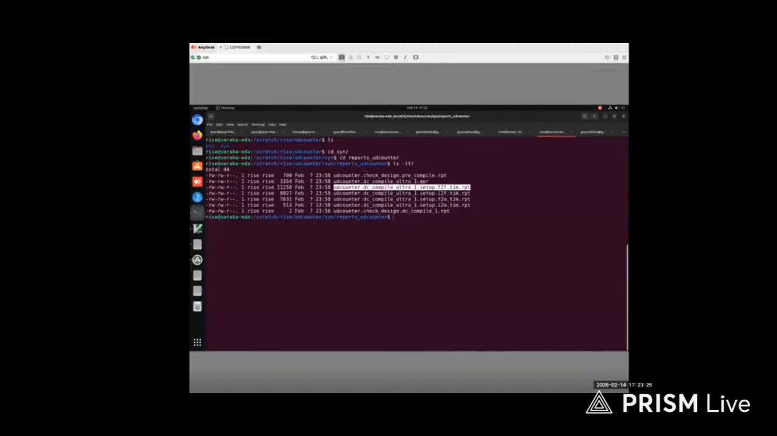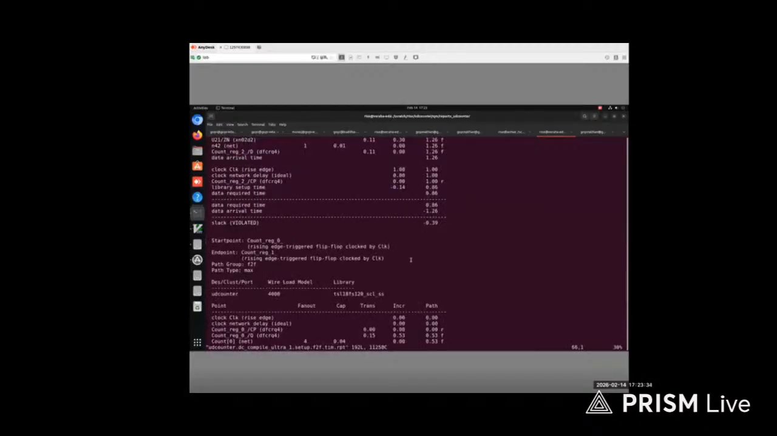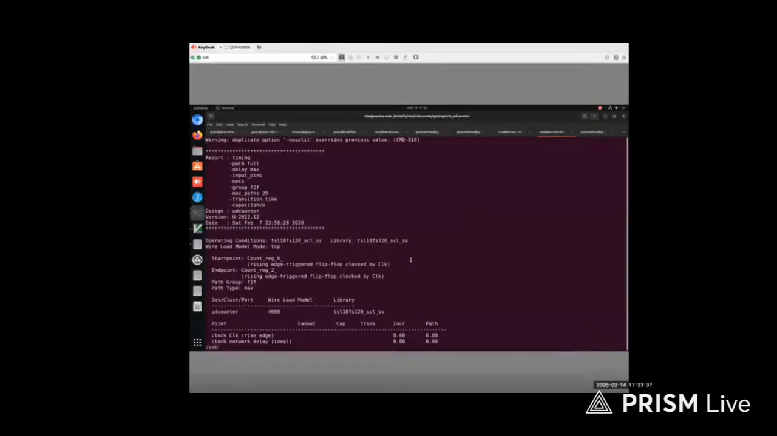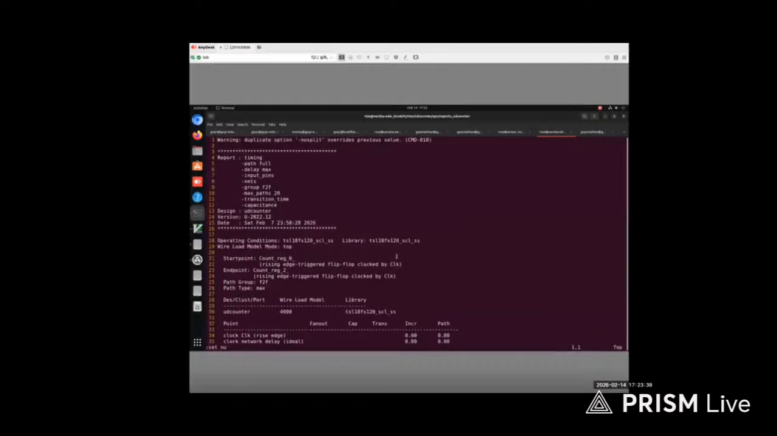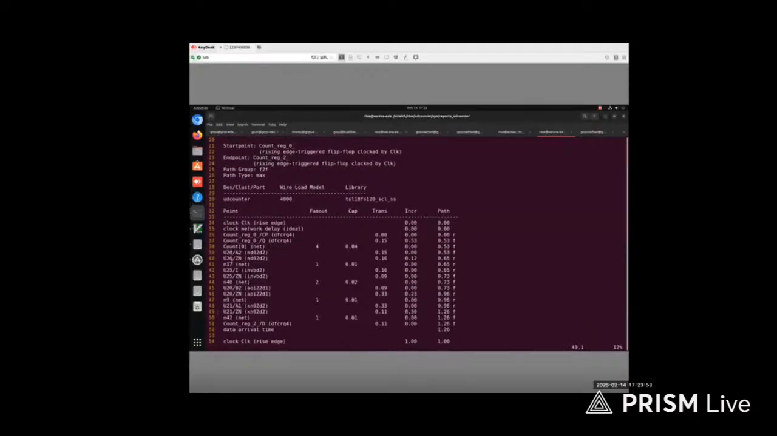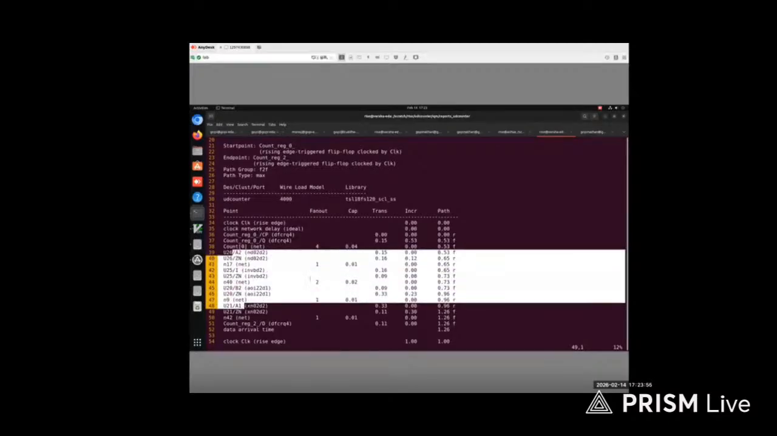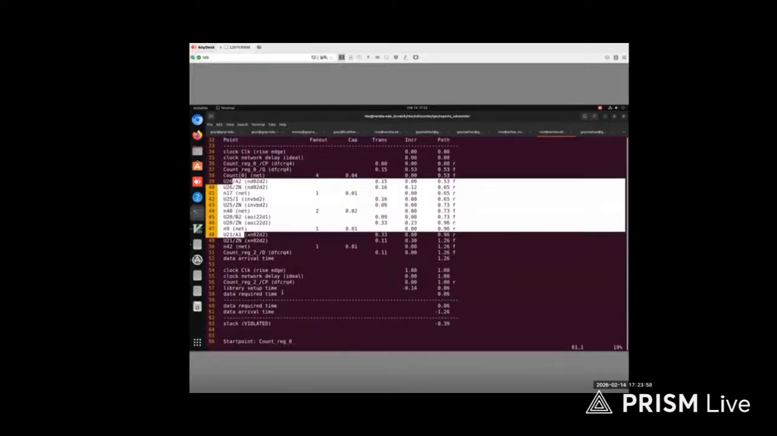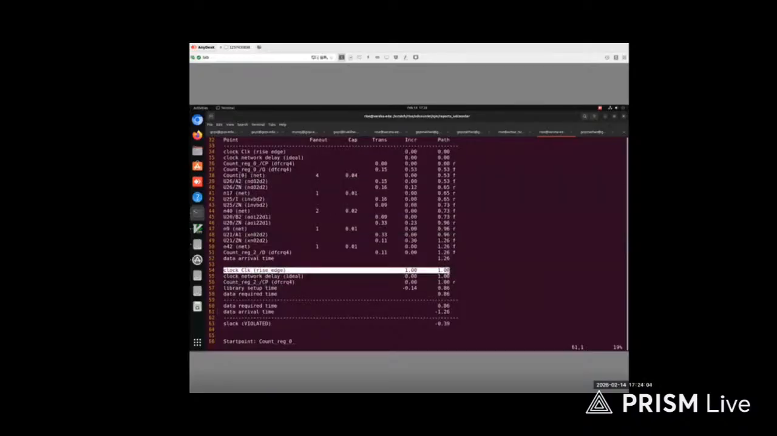So this is the flop to flop report. As you can see at line number 21 and 23, it is saying the start point and end point. Between the start point and end point, you have multiple combinational logic. Okay. Yes. And in the constraint we have given the clock as 1 nanosecond.